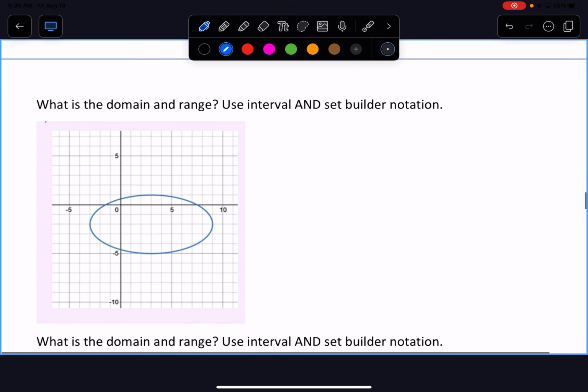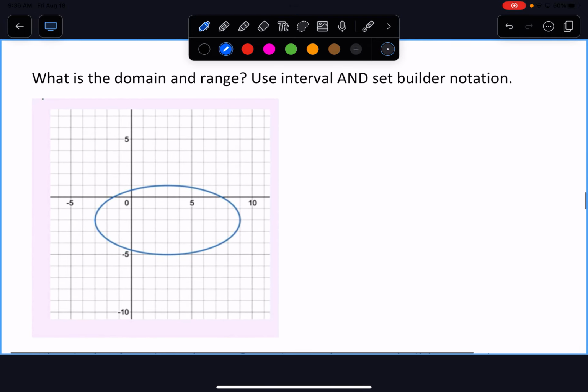I would just pay really close attention to this one because I'm going to give you some tips and tricks. What is the domain? They want an interval and set builder notation. So here we go. You would say to yourself, the domain is the furthest left to the furthest right. Yes? So what's the furthest left X value? These are going in ones. Negative 1, 2, 3. So that would be negative 3.